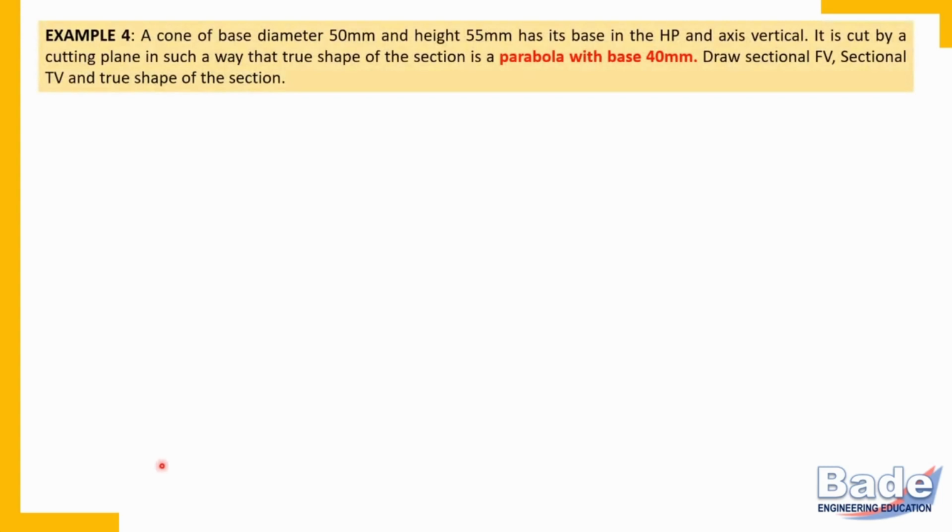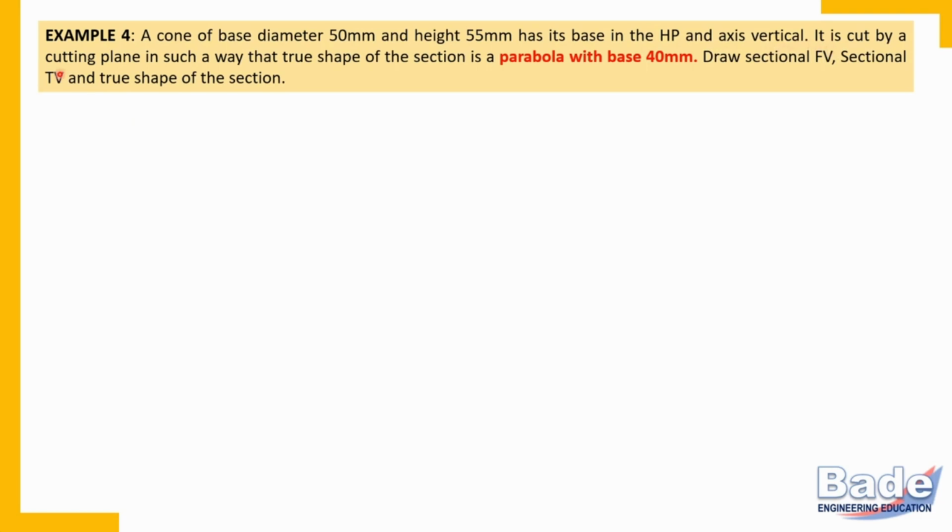Now read this problem. You will find something new in this problem. Of course, I have given you a hint of this case. Read the problem. A cone of base diameter 50 mm and height 55 mm has its base in HP and axis vertical. So again, it's a very straightforward position. It's a very obvious position of the cone.